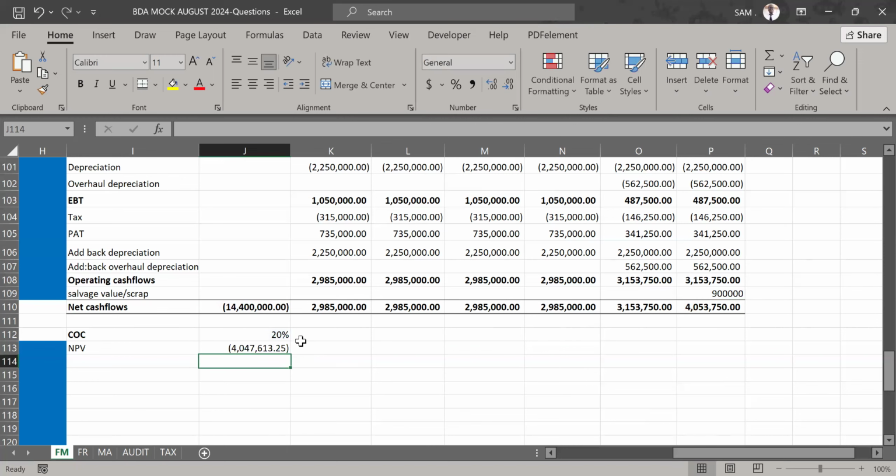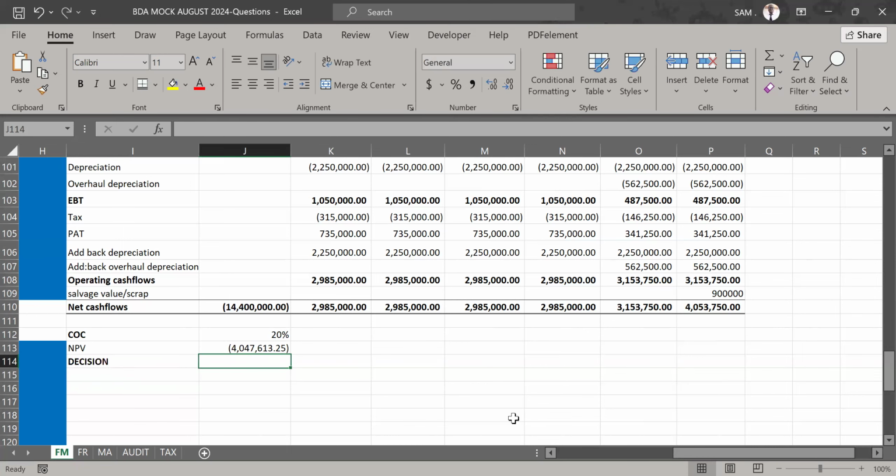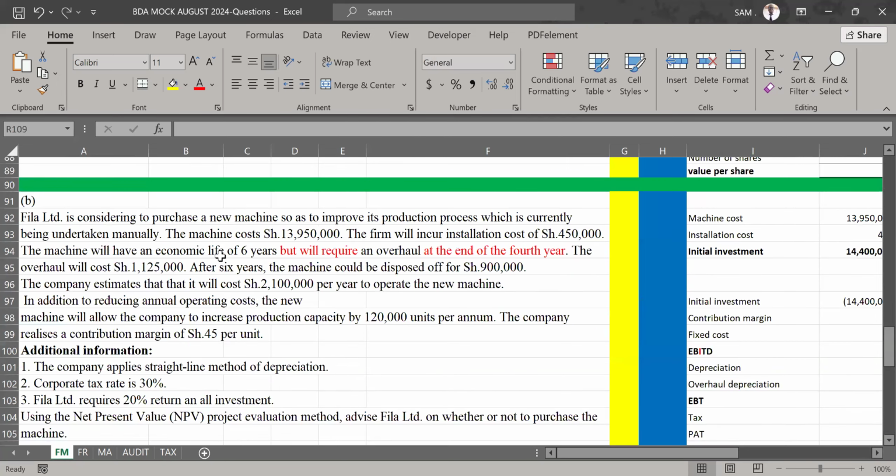And you see the NPV is coming as a negative 4,047,613. Now, this is the NPV. Now, make the decision. What decision will you make for this company? What is the name of the company? I'm just confirming the company is called Fila Limited.